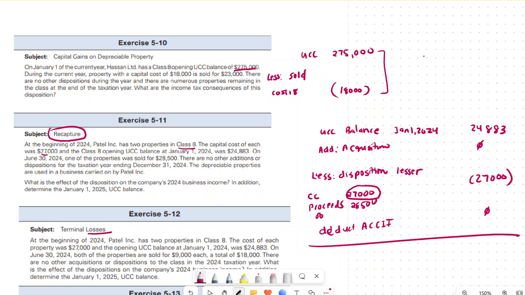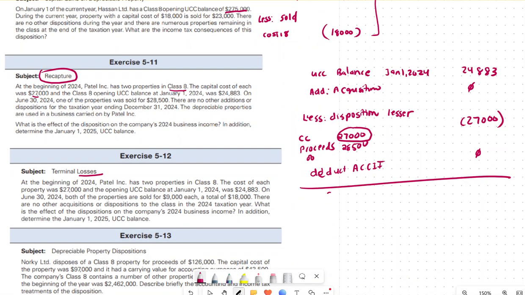If we don't have any, we're not going to have any recovery. This will give you your CCA base, or the balance. Since we sold all the assets in this pool, you have to sell all the assets in the pool in order to have a recapture or terminal loss. They said there are no other additions or dispositions in the year. So this was the last asset in there.